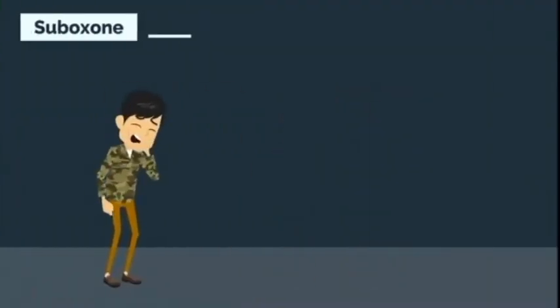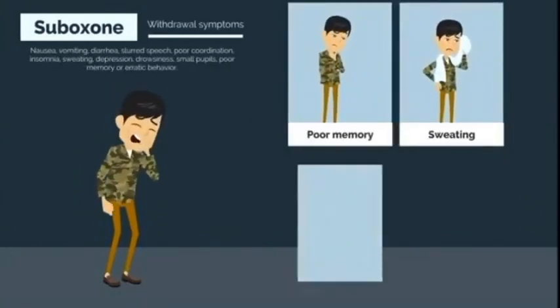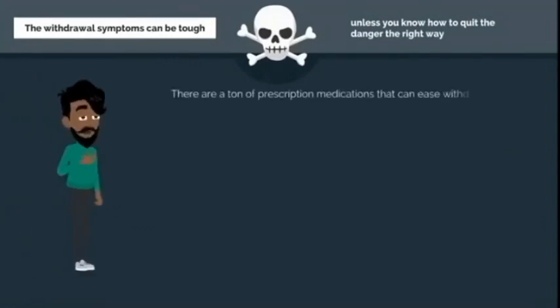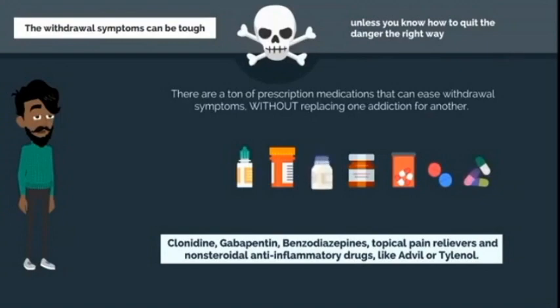When you decide to quit Suboxone, don't be scared if you experience nausea, vomiting, diarrhea, slurred speech, poor coordination, insomnia, sweating, depression, drowsiness, small pupils, poor memory, or erratic behavior. The withdrawal symptoms can be tough, unless you know how to quit the right way. How? There are a ton of prescription medications that can ease withdrawal symptoms without replacing one addiction for another. These include clonidine, gabapentin, benzodiazepines, topical pain relievers, and non-steroidal anti-inflammatory drugs like Advil or Tylenol.